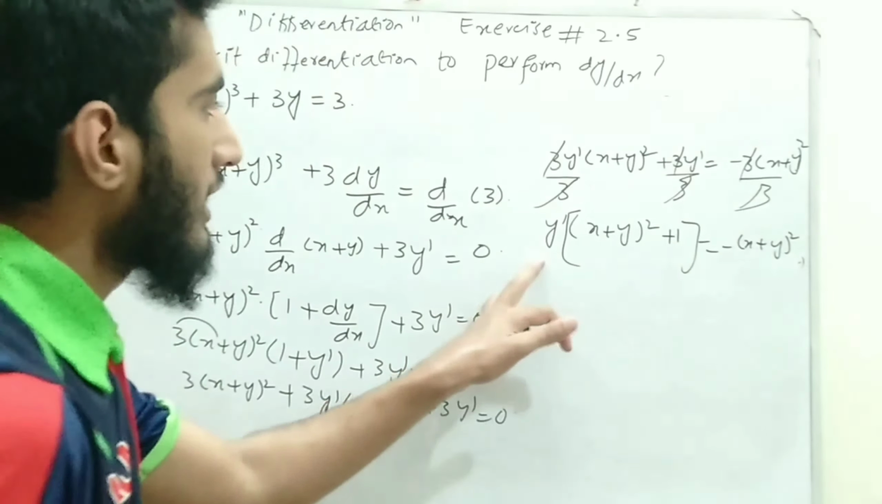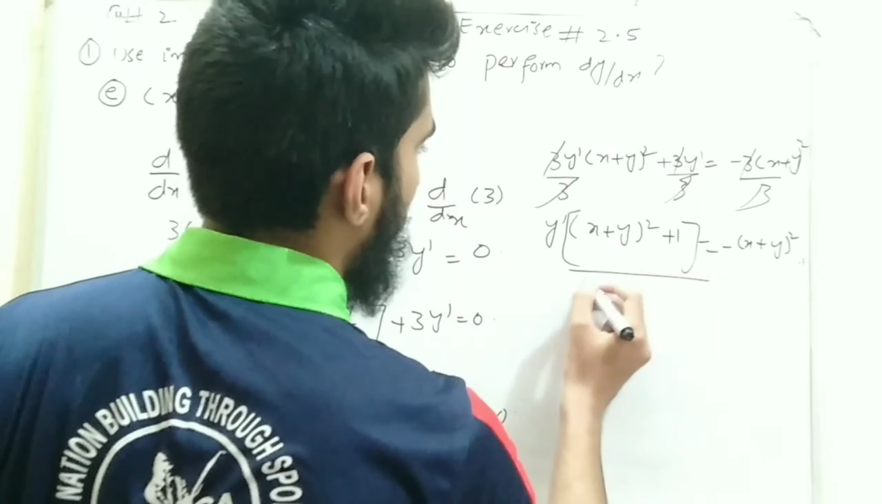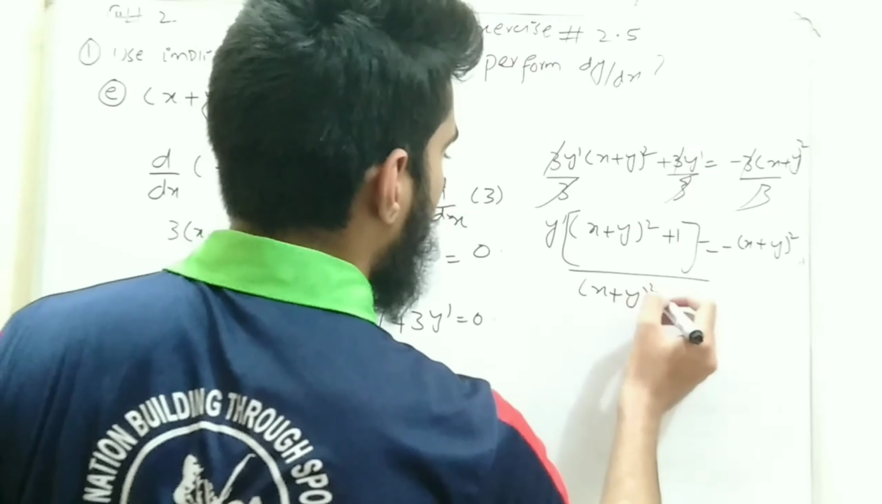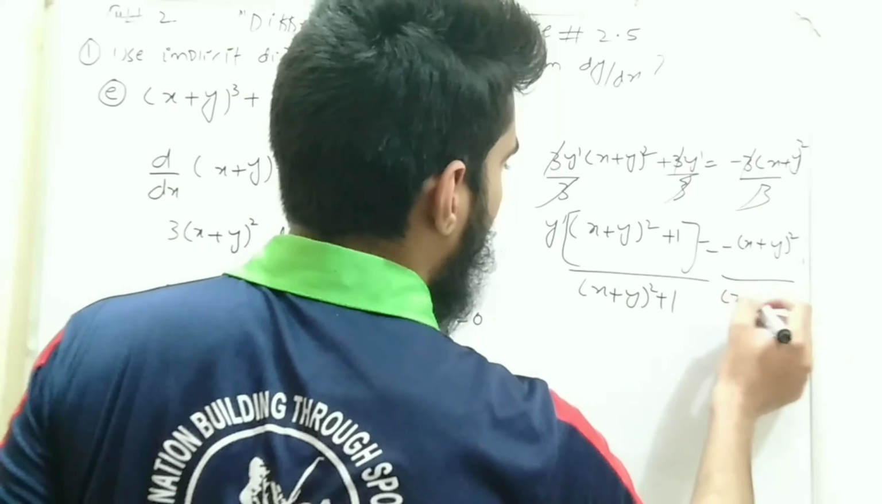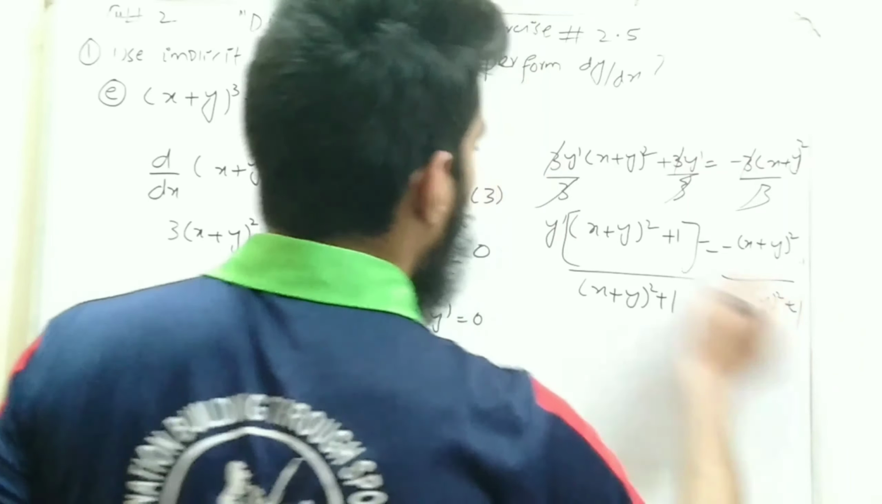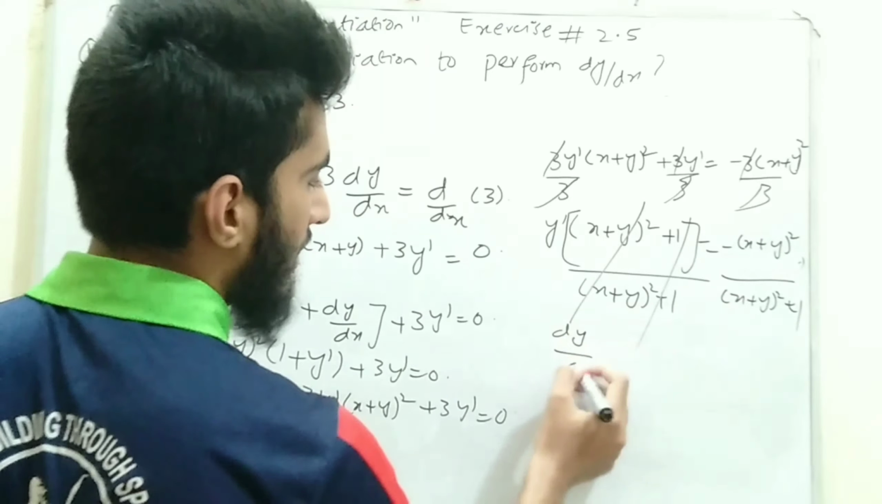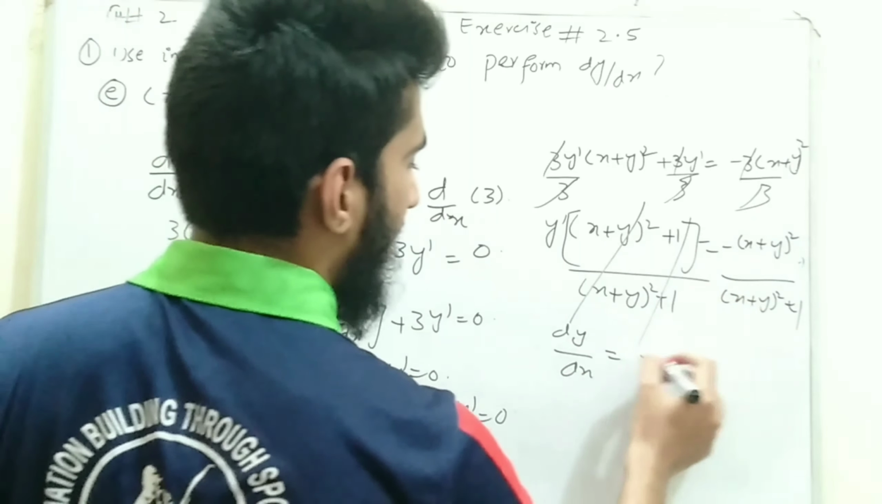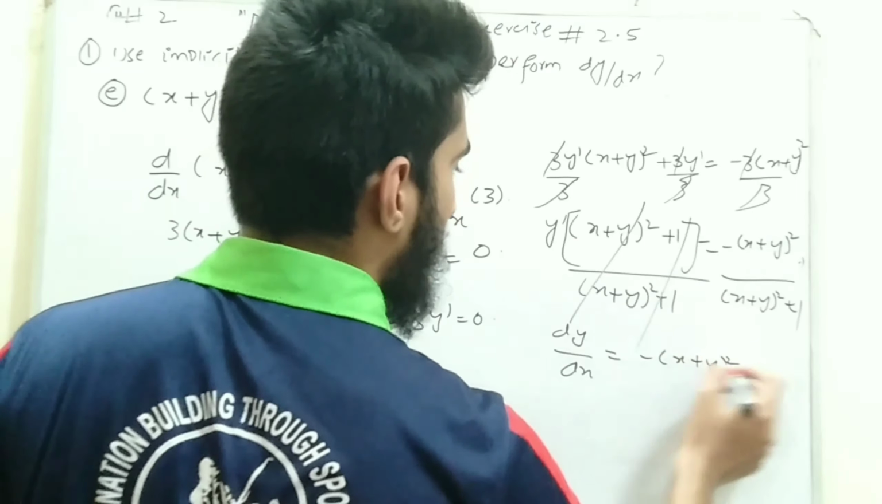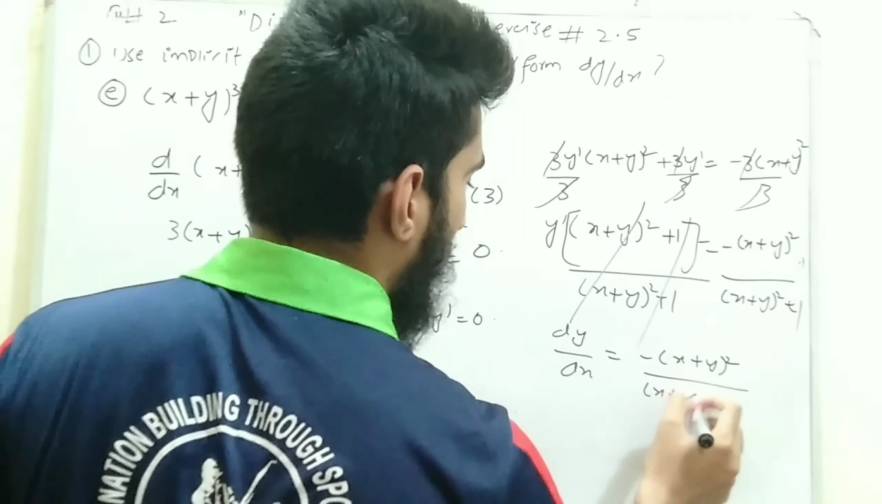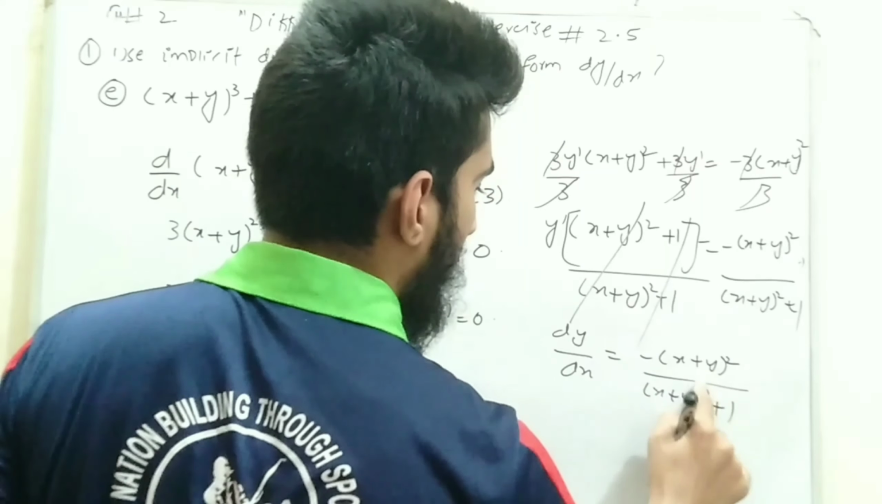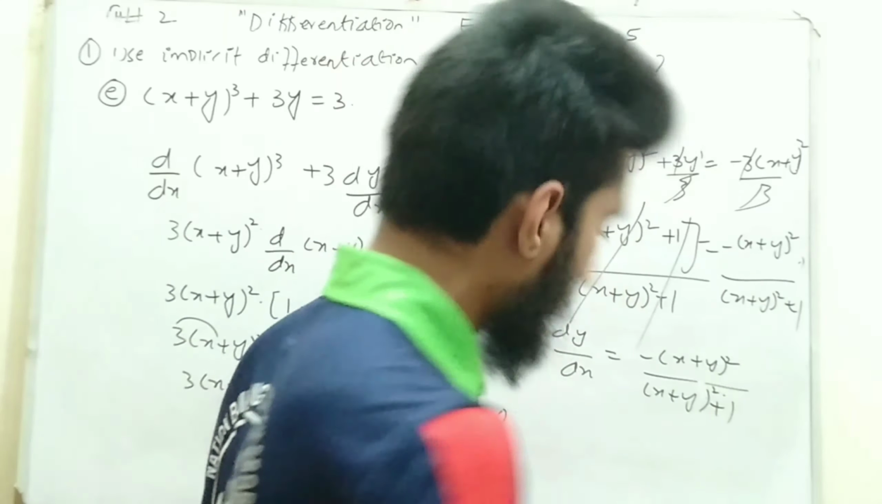Now we are interested in y dash, so divide both sides with x plus y whole square plus 1. Now on this side they are cancelled out with each other, we are left with y dash, which can be written as dy by dx is equal to minus times of x plus y whole square divided by x plus y whole square plus 1. So this is the required derivative.